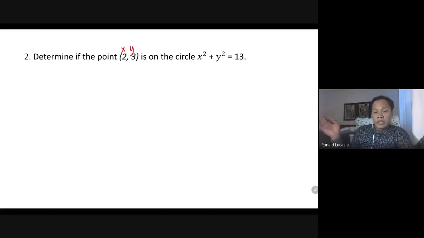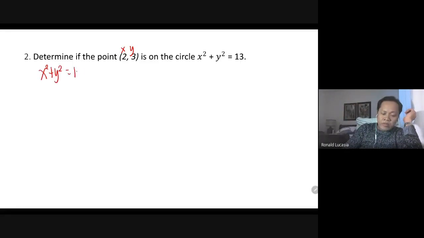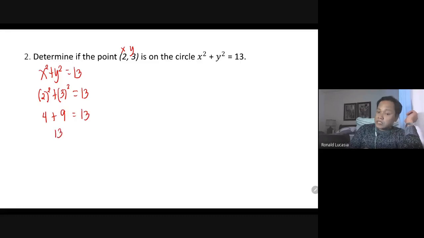All you have to do is to substitute the value of x and y to the given circle. That will give us x squared plus y squared is equal to 13. By substitution, that's 2 squared plus 3 squared is equal to 13. 2 squared there is 4, 3 squared there is 9, is equal to 13. 9 plus 4 is 13, which is equal to 13.